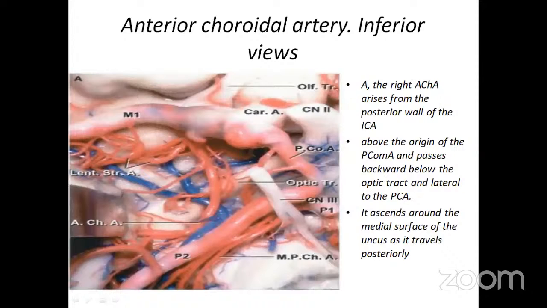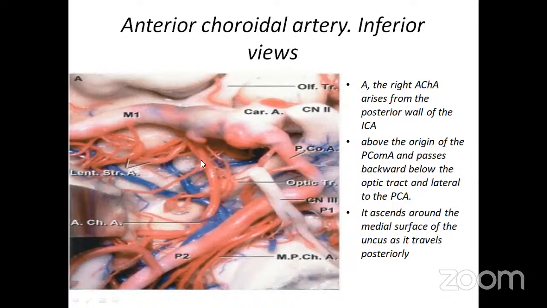Now, in this image, this is the anterior choroidal artery, and this is the inferior view. In this image, this is the carotid artery. This is the M1 segment where the carotid bifurcates, and this is the posterior communicating artery. The important vessel that we need to discuss in this image is the anterior choroidal artery.